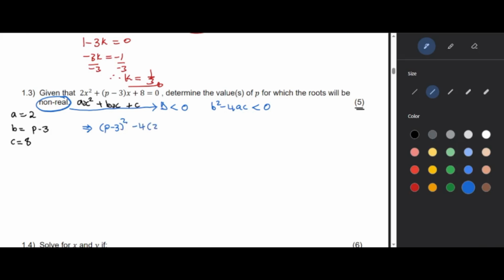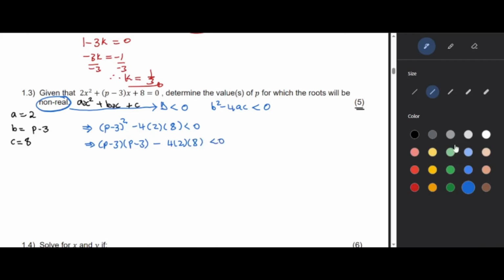Minus 4, the value of a is 2, the value of c is 8. Then this must be less than 0. Then you start solving. Expand the bracket. This is p minus 3 into p minus 3, and then minus 4 into 2 into 8 less than 0.